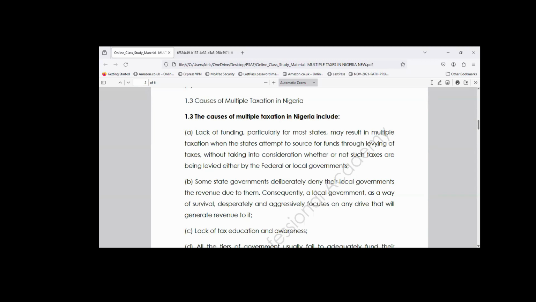Some states don't have adequate revenue. So they have to look for a way of generating more revenue. This lack of funding also affects local government. Local governments don't have enough revenue. Most of the revenue accrued to local government is being controlled by the state. Their share of the local government statutory allocation account coming from the federation account is being collected by the state. Local government doesn't have access to it. So as a result of lack of funding, some of these tiers of government have to look for other means of generating revenue. So those other means of generating revenue can result in multiple taxes.